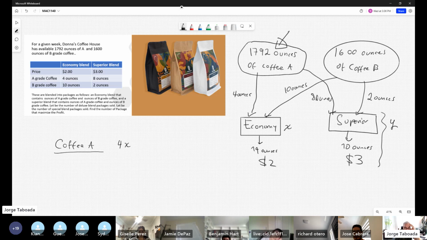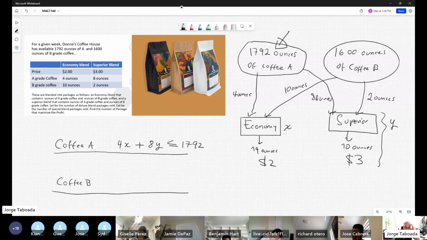So now, see, I focus 100% only on the coffee A. This equation is coffee A. Of course, we have another equation for coffee B, but forget about B for a moment. It's 4X plus 8Y, because coffee A is also used in the superior, less than or equal to 1792, which is the availability of the coffee A. Likewise, 10X, because we dedicate 10 ounces here, plus 2Y less than or equal to 1600. And this is my inequality.